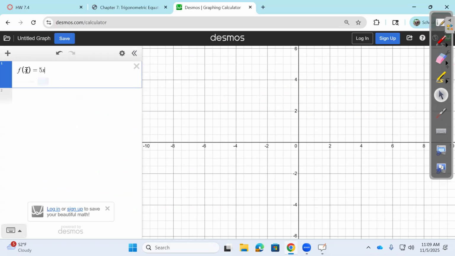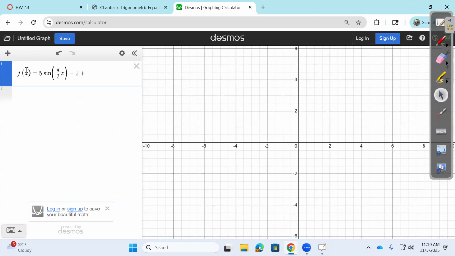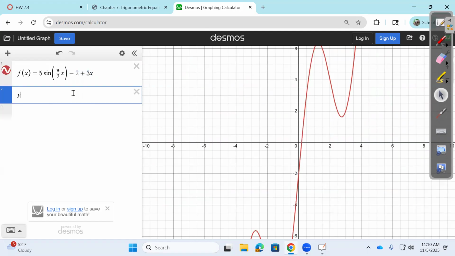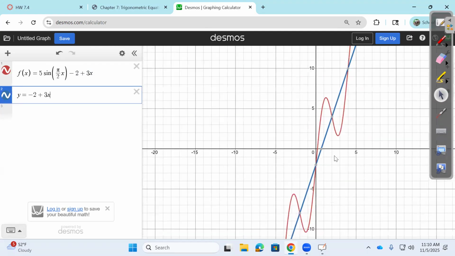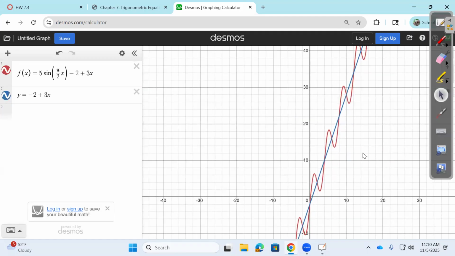All right, so we have 5 sine of pi over 2 x minus 2 plus 3x. And my claim earlier was that this linear function is the midline. So if I just graph that separately, y equals -2 plus 3x, and I zoom out, I should see that I have this function curving around that linear midline. Kind of cool.